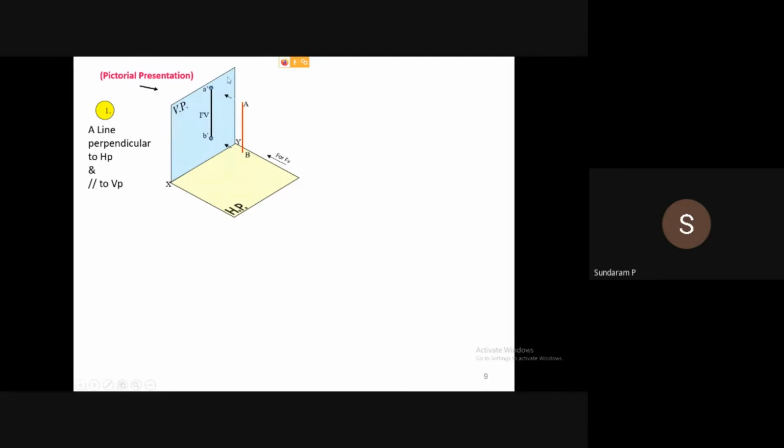Suppose we look through the top. When looking through the top, we can see only the A end. We can't see the B end. So in the top view we get only one point. We are not getting the true length. Remember, here we are not getting the length of the line. So we rotate it in 2D when we make the 2D.